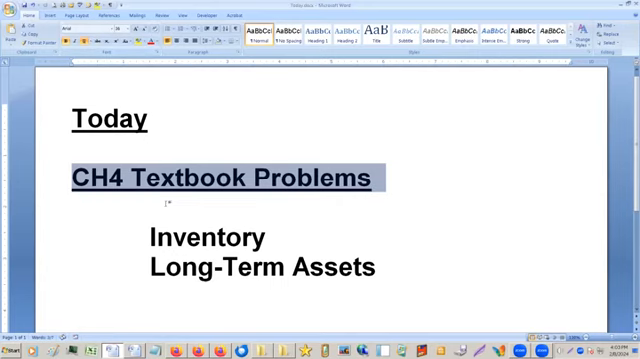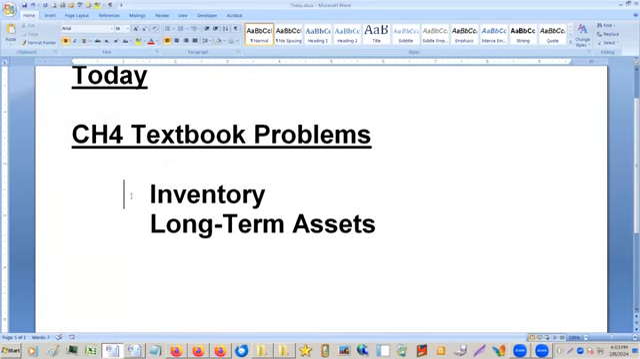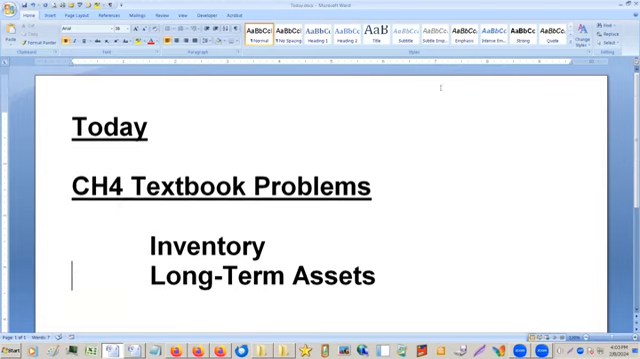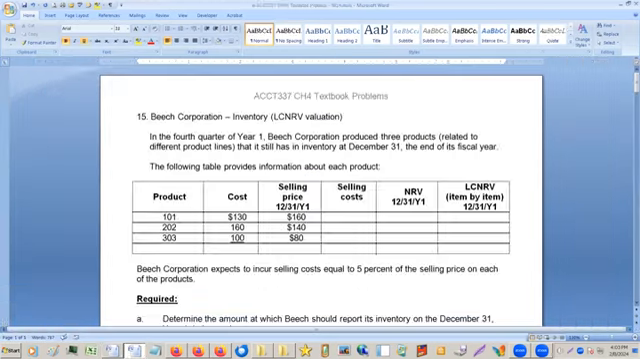5 handouts, and then we're going to do some of the problems out of the textbook. We're going to do some inventory ones that aren't too bad, and then we're going to do some long-term asset ones, which one's not too bad and one's kind of a pain, but we'll go through those. Okay, so here's what we're going to do.